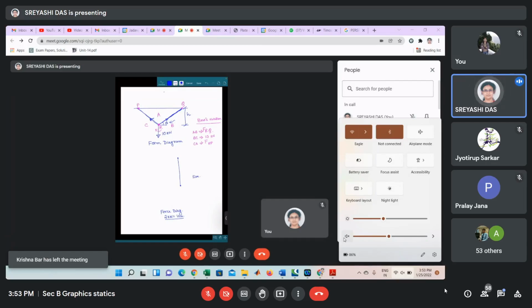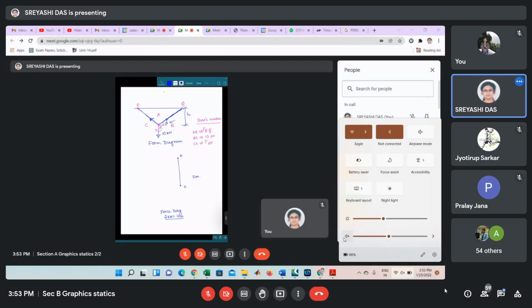What is the name of this line? In the force diagram, conventionally, we will name this force, because in the space diagram it is capital B, capital C, the 10 kilonewton force, so in the force diagram we will give the name small b, small c. The capital letters denote the spaces. So small b, small c, small a will be used in the force diagram. Small bc is our 10 kilonewton load.